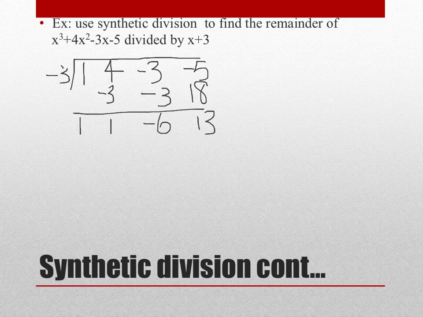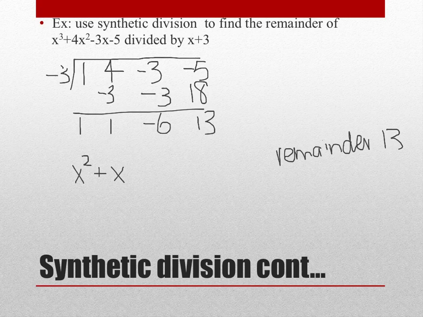Now we want to write our final sum that represents the remainder. So the remainder here would be 13. Now to write our quotient, it would be x squared plus x minus 6. So that's just another example of how we do synthetic division.